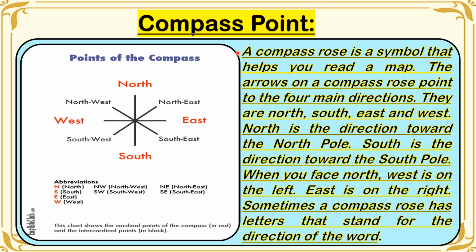A compass rose is a symbol that helps you read a map. The arrows on a compass rose point to the four main directions. They are north, south, east, and west. North is the direction toward the North Pole. South is the direction toward the South Pole. When you face north, west is on the left. East is on the right. Sometimes a compass rose has letters that stand for the direction of the word.